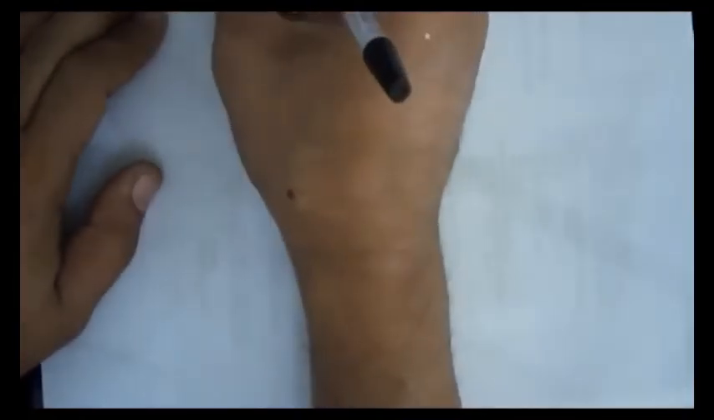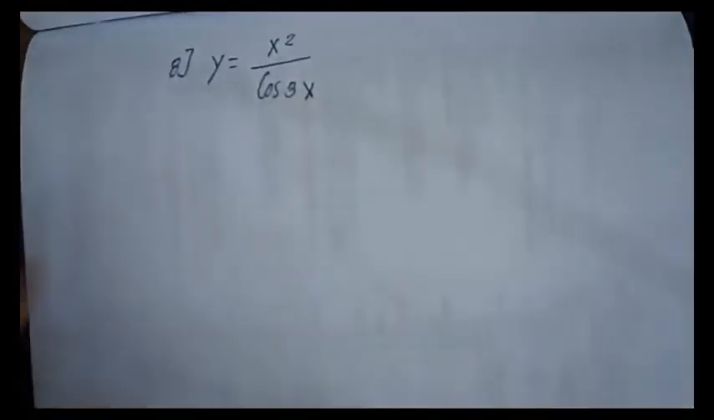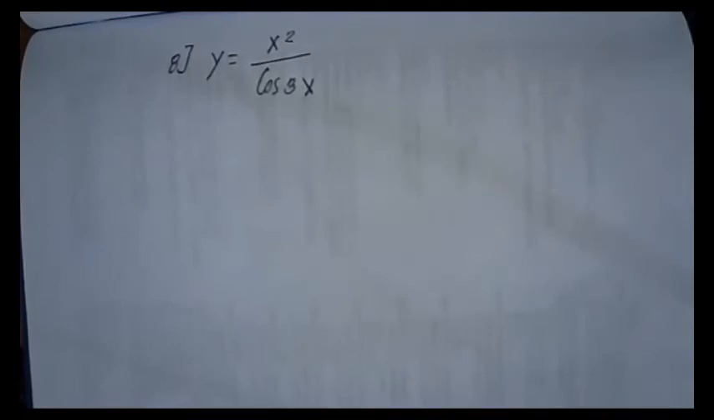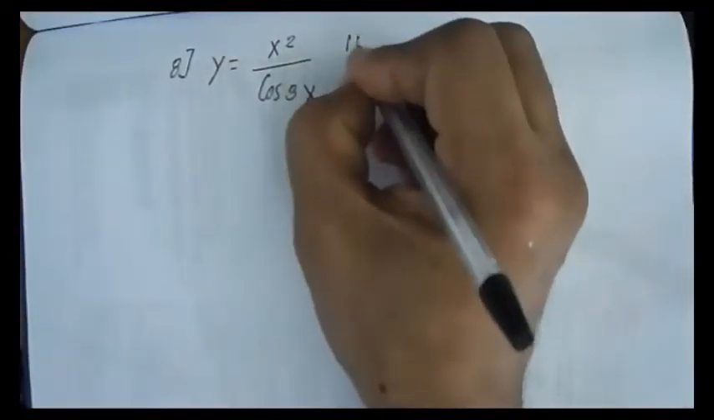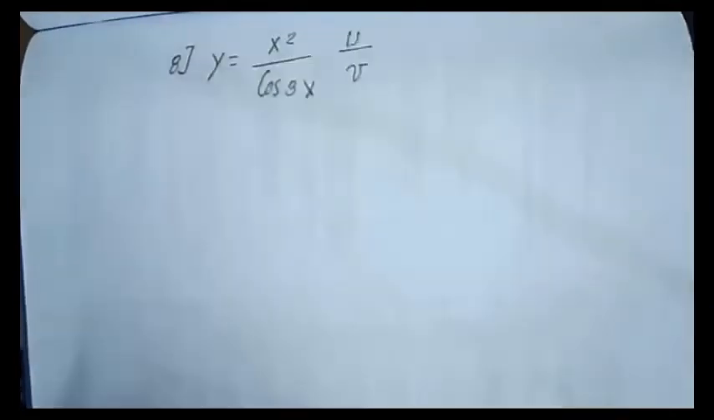Okay. Next, can you try to solve this one? Number 8. Y is equal to x squared all over cosine 3x. So you have to use the formula of division, no? U all over V, no?